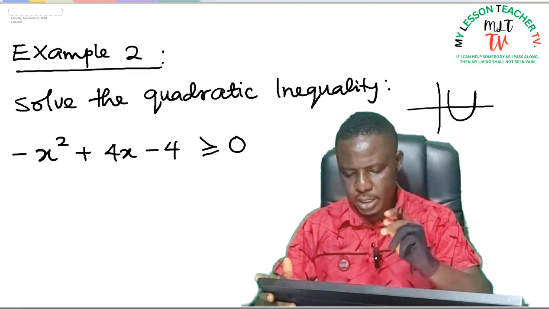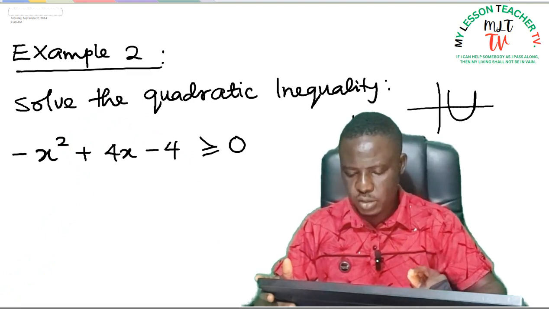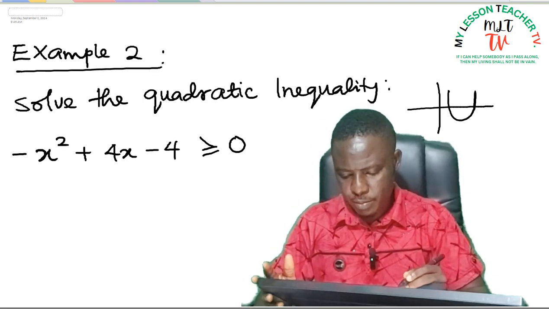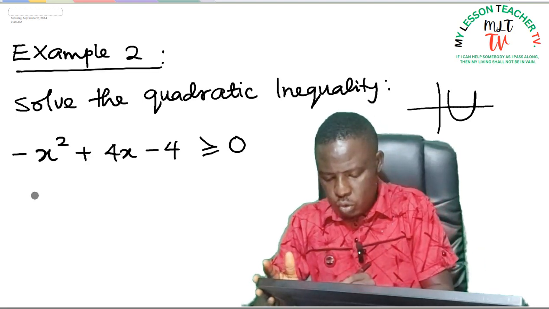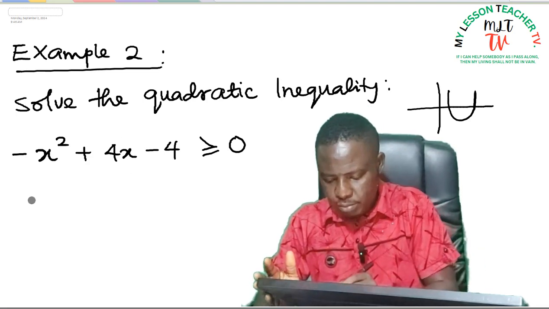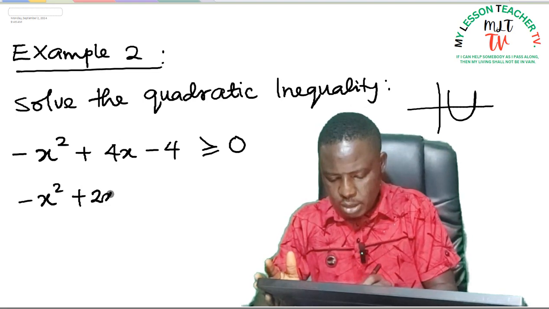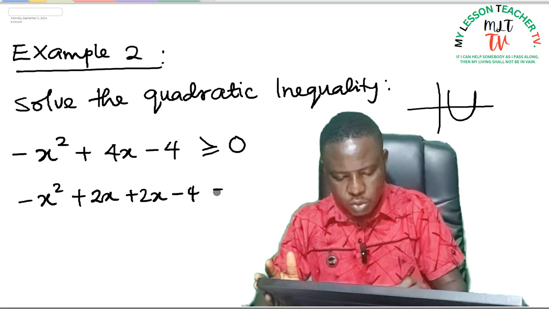minus x squared times minus 4 gives you plus 4x squared. So those two terms are plus 2x and plus 2x. So I'm going to substitute it with the middle term. This becomes minus x squared plus 2x plus 2x minus 4 is equal to 0.